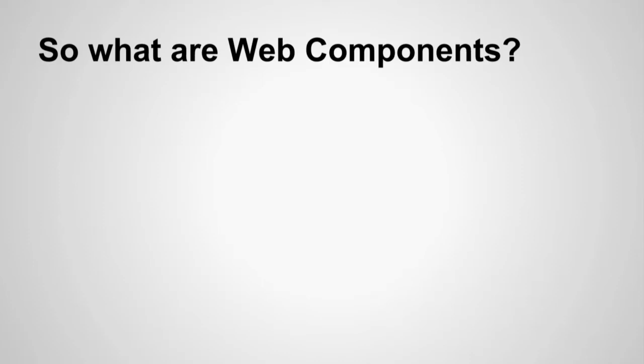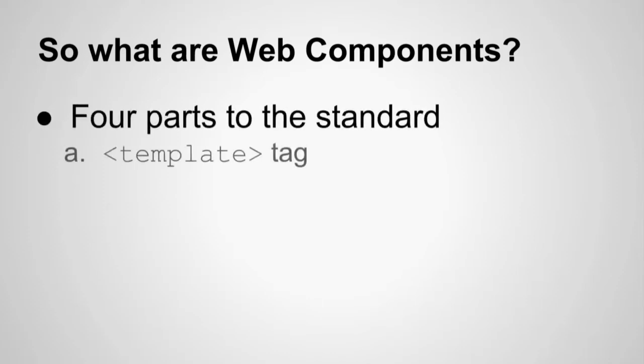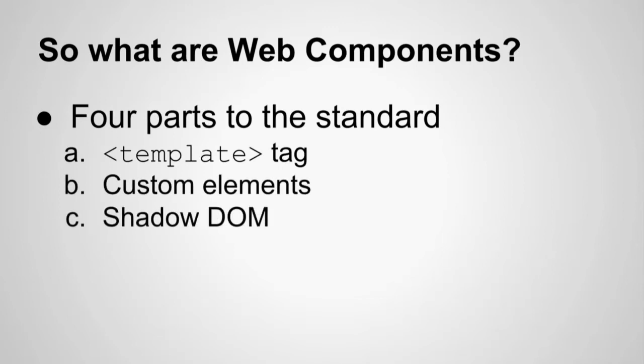All right, so what are web components? There's four main parts that make up web components in the standard. And they are, in no particular order, the template tag, custom elements, shadow DOM, and HTML import. I think when people think of web components, probably the first thing they think of is custom elements, which is pretty similar to Angular directives, and we'll look at that a little bit more in a bit. But it's really these four things, and really the magic of web components, in my opinion, is how they come together and the possibilities they bring as they come together.